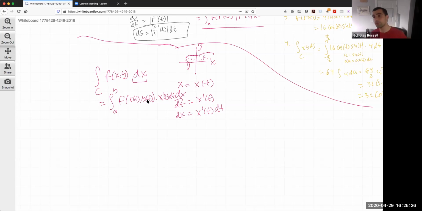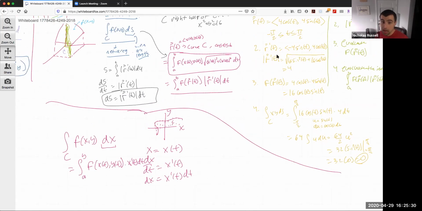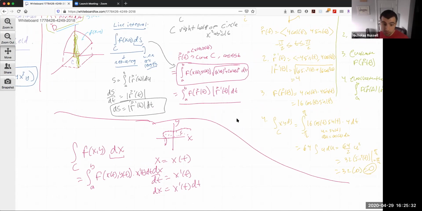So if I wanted to do the same exact thing up here, right? How would I go about doing this problem in this way with respect to x? Well, all I need here, this function is still the same. That's not changing. The only thing that's changing now is what I'm multiplying by. It's not going to be this 4.